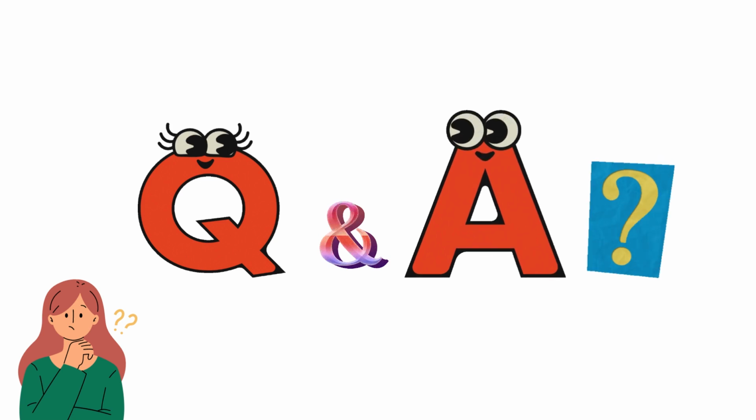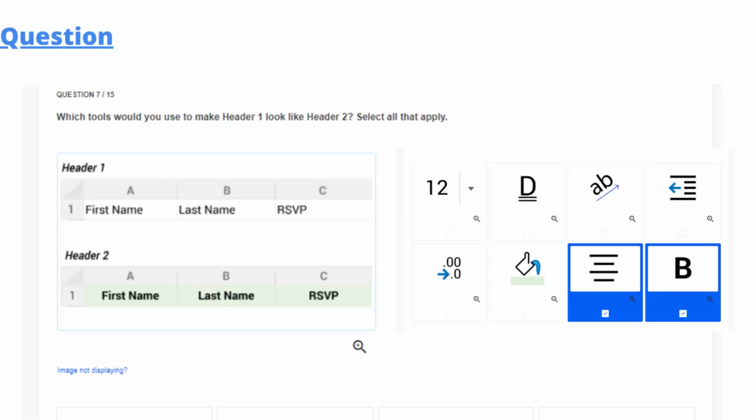For today's question is, which tool would you use to make header 1 look like header 2? Select all that apply. Basically, this is an Excel sheet where two headers are given, header 1 and header 2. In header 1, it's plain text with non-colored text and is not organized. There are 8 options given on the right side of the column, if you can see. So the question is, which options do we select to make header 1 look like header 2?